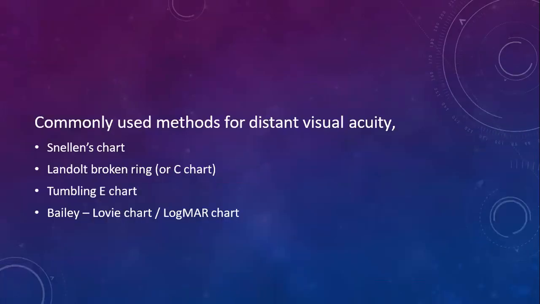The commonly used methods for distance visual acuity are the Snellen chart, Landolt broken ring, that is the C chart, tumbling E chart, and the Bailey-Lovie or LogMAR chart. We have seen three charts out of four. We do not have the Landolt C, but we have the tumbling E chart, which we have seen in our clinic, and the LogMAR chart, the 3-meter chart. We have already used these, all of you.